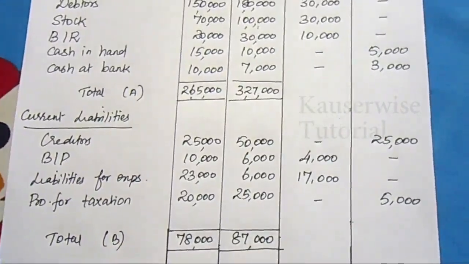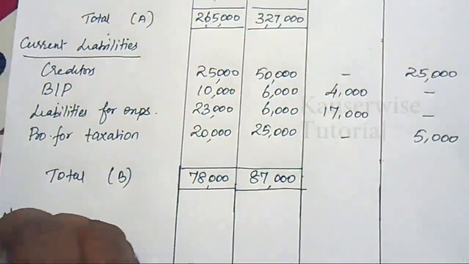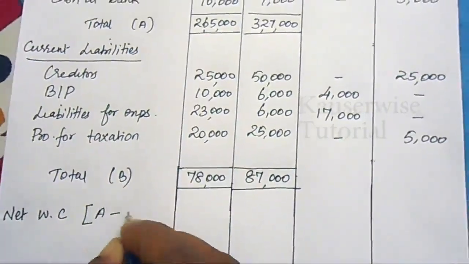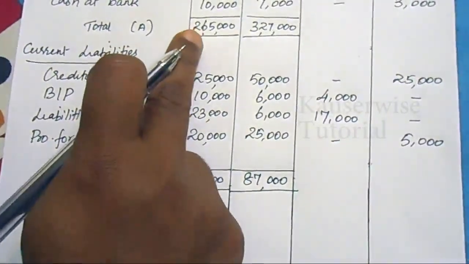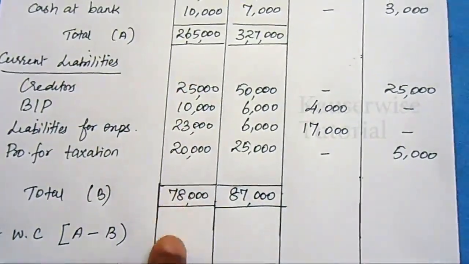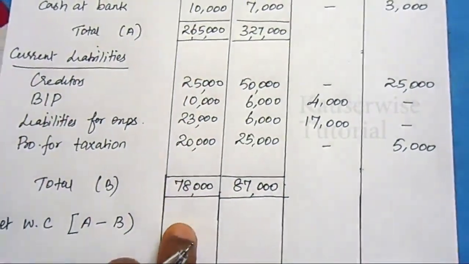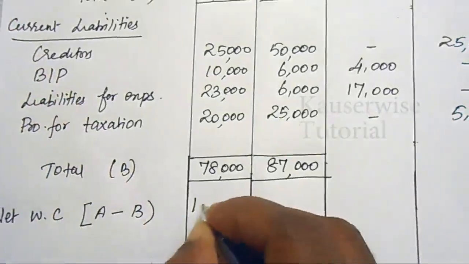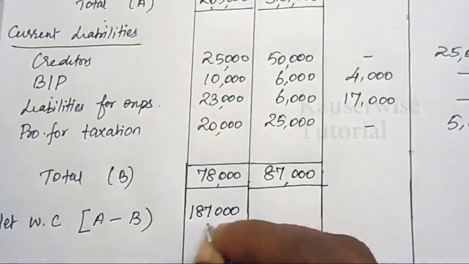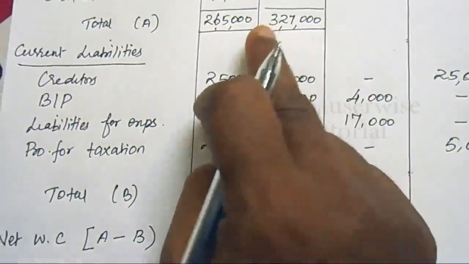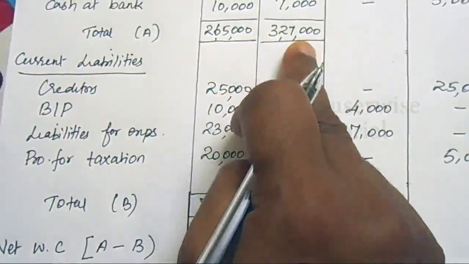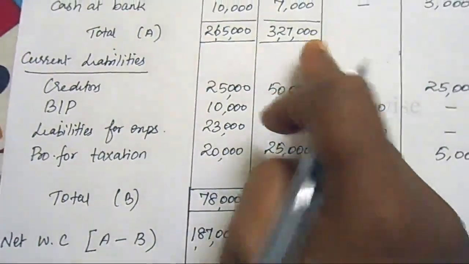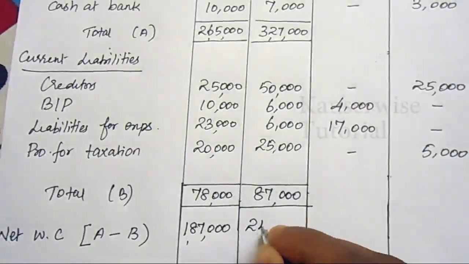Now you need to find the net working capital. What is the formula for net working capital? Current assets minus current liabilities. Total current assets minus current liabilities is called net working capital. 2,65,000 minus 78,000. What is the total? 1,87,000. In the same way for 2014 also. Total current assets 3,27,000 and total current liabilities 87,000. 327 minus 87. 2,40,000.